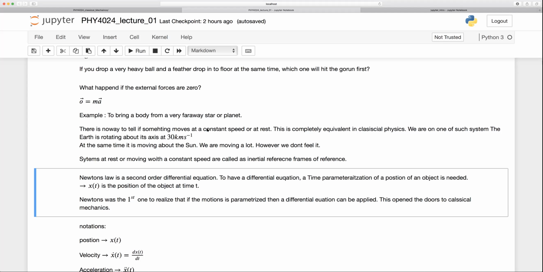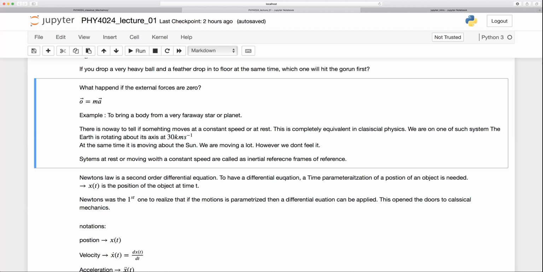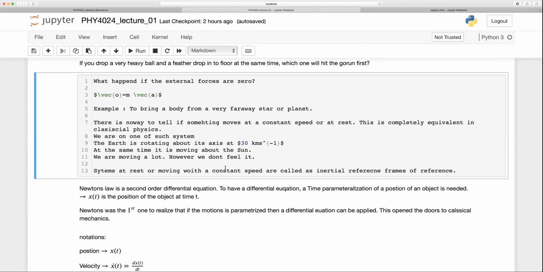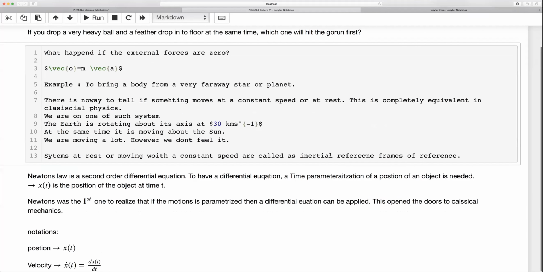Now, one example is if we think about ourselves, the Earth is rotating about its axis at around 30 kilometers per second, as I have mentioned here. And at the same time, the Earth is moving around the Sun, right? At a considerable speed, which means actually we are moving a lot, right? However, we don't feel it. So this is one such situation. The systems that are at rest or moving with a constant speed are called inertial frames. These are just basic definitions that you would already know, right? So I just mentioned.